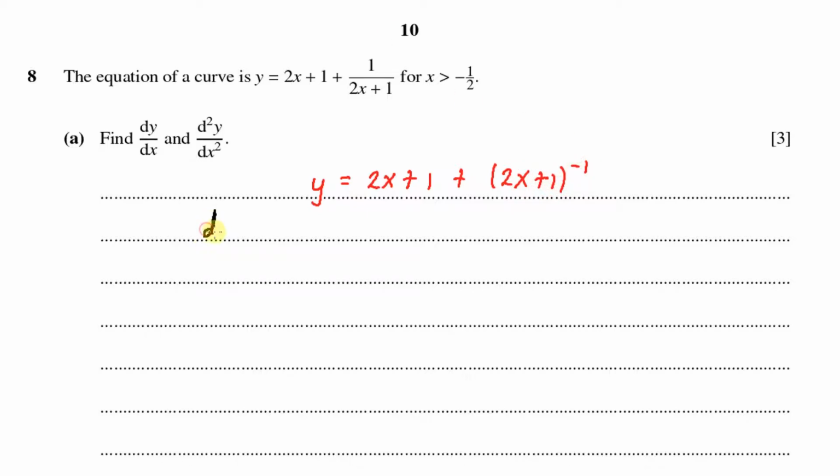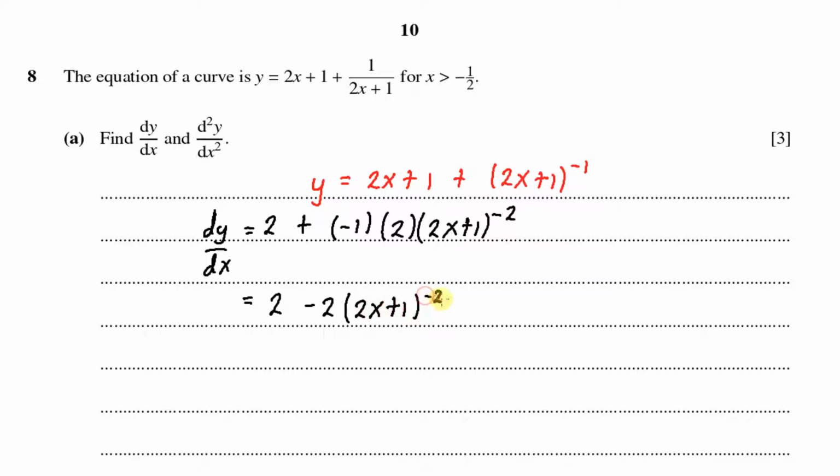So let's start with dy by dx. Differentiating 2x, we get 2. Differentiating 1, we get 0. And that's plus, differentiating (2x plus 1) to the power of minus 1 means we bring down the minus 1, then we differentiate inside the bracket and we get 2, then we write down the 2x plus 1, and minus 1 minus 1 becomes minus 2. So this gives us 2, and minus 1 times 2 is minus 2, of (2x plus 1) to the power of minus 2. So this is what we get for dy by dx.